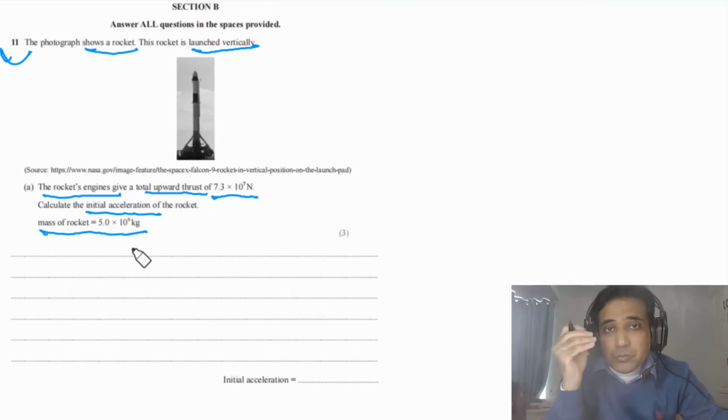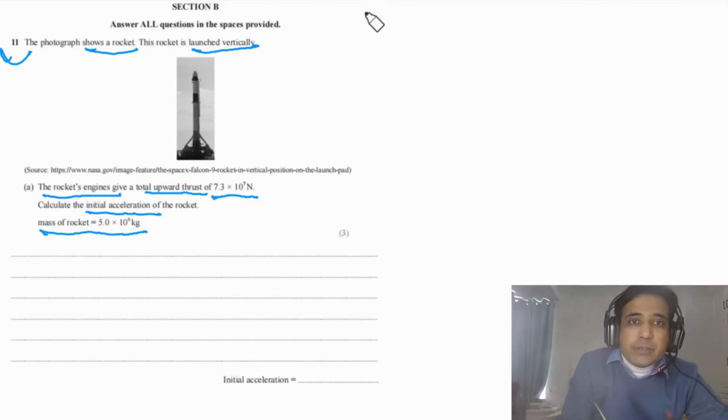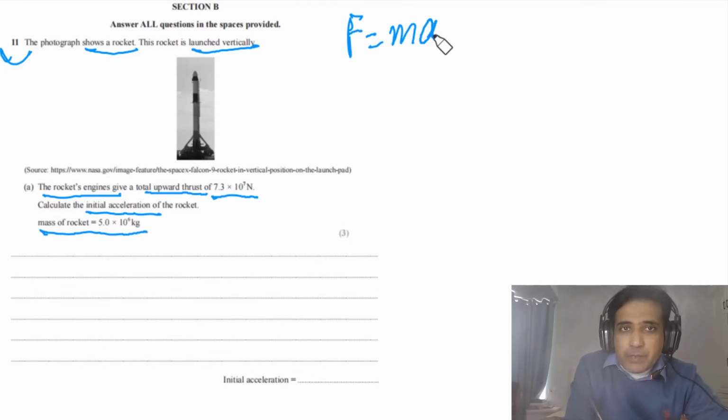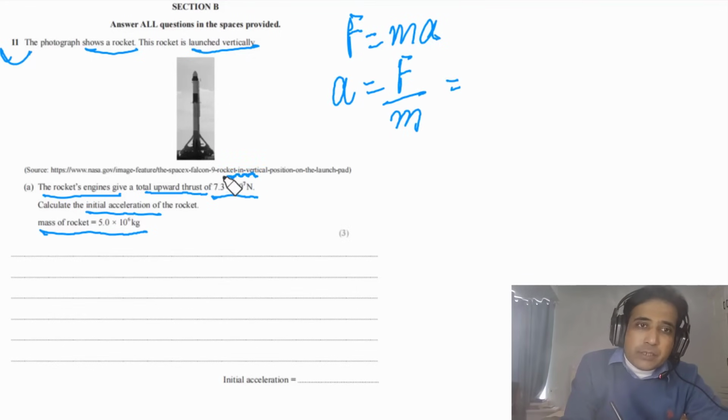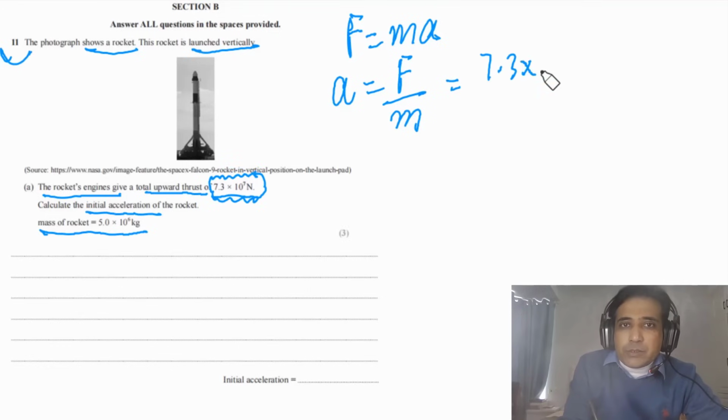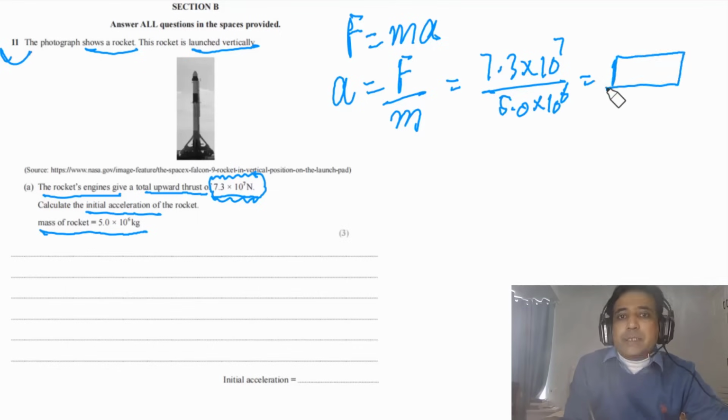I have seen that most of the time many students do a question like this. They will write down, first of all, F is equal to ma, then they will simply write a is equal to F over m, and then they will take this value of thrust. They will write 7.3 times 10 to 7 divided by the mass of the rocket, and then they will get some value of acceleration.